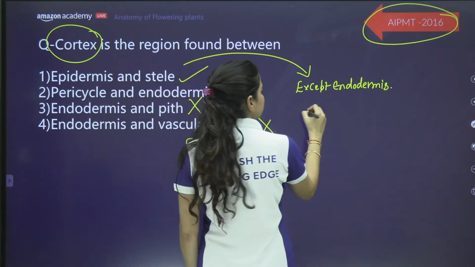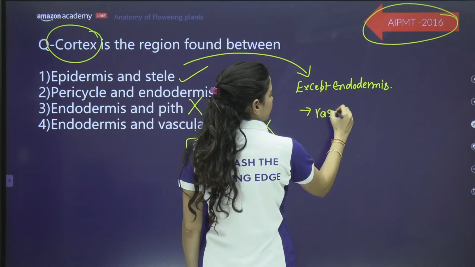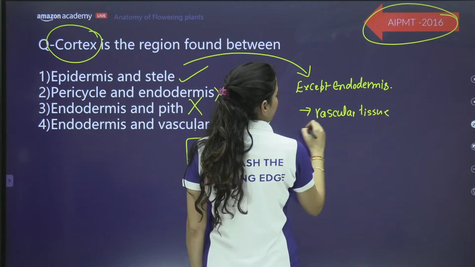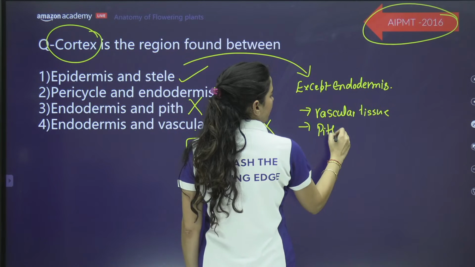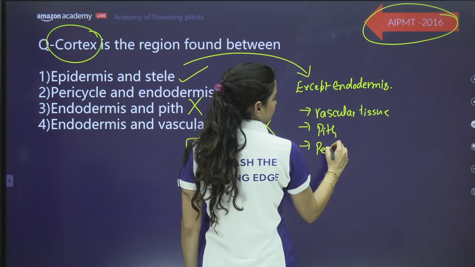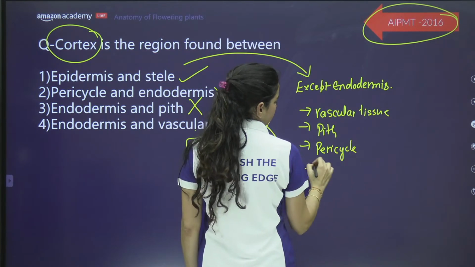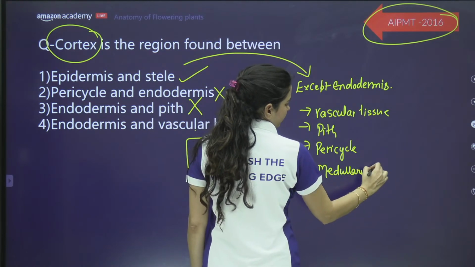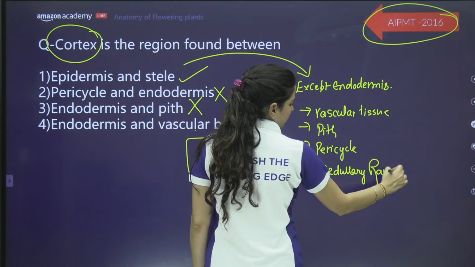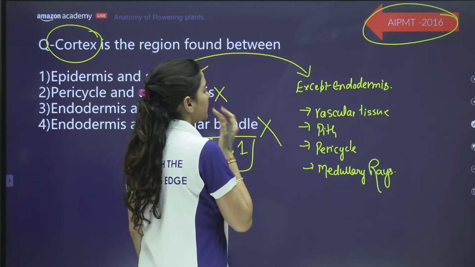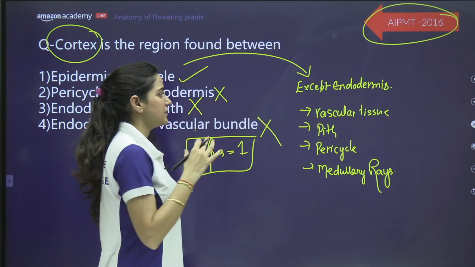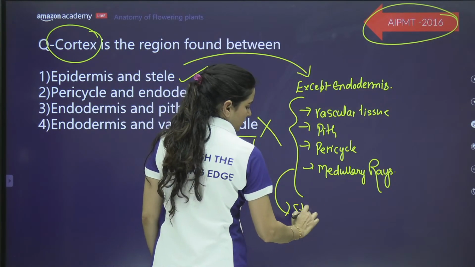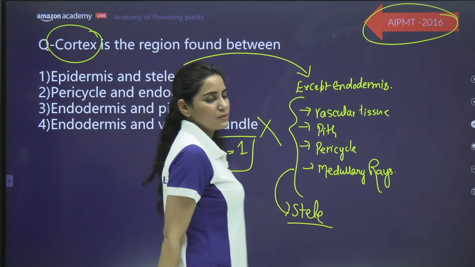So first you will see the vascular tissues. Vascular tissue दिखेंगे आपको, xylem दिखेगा. You will also see pith. You will also see pericycle. You will also see medullary rays, etc. So yeah, these are the cells that will be included under steel.